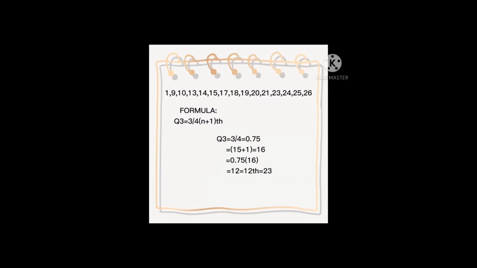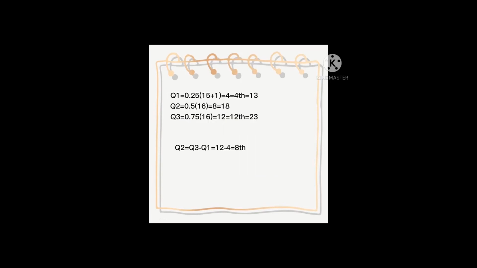The third quartile formula is 3 over 4 multiplied by n plus 1. Third quartile is 3 divided by 4 is equals to 0.75. 15 plus 1 is equals to 16. So 0.75 times 16 is equals to 12. So this is in 12th position. And hanapin lang din natin ulit sa set of scores yung pang 12th position. So ang pang 12th position na nandito ay ang number 23. The answer is 23. So all in all, ganito po yung magiging kalalabasan niya.